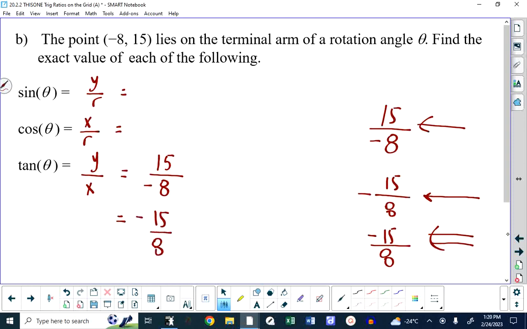Be careful here. Tangent is y over x. I'm not saying y is negative. I'm not saying y is negative 15. I'm saying y over x is negative 15/8.